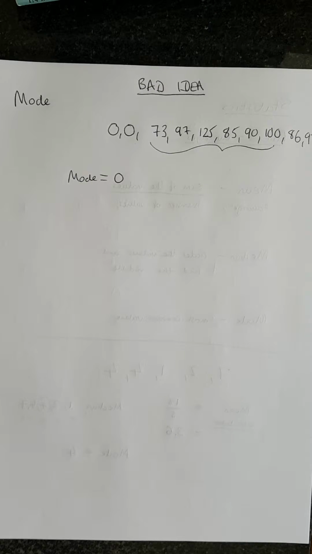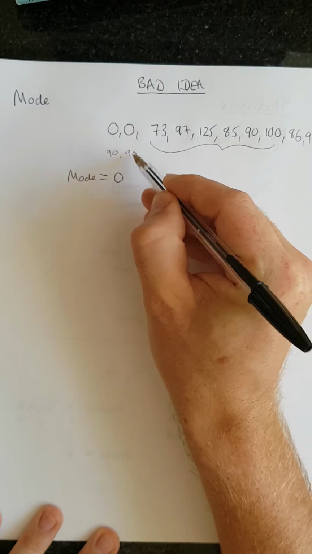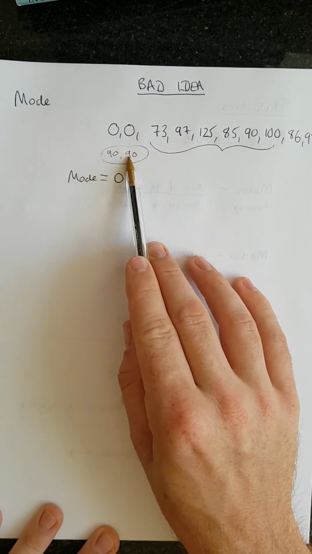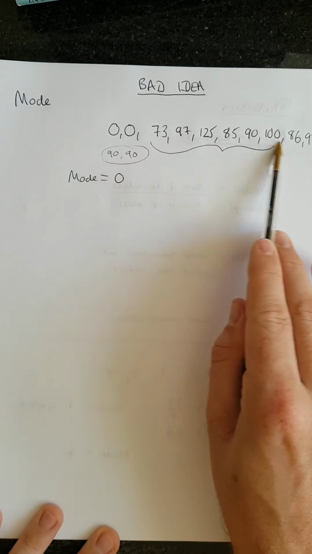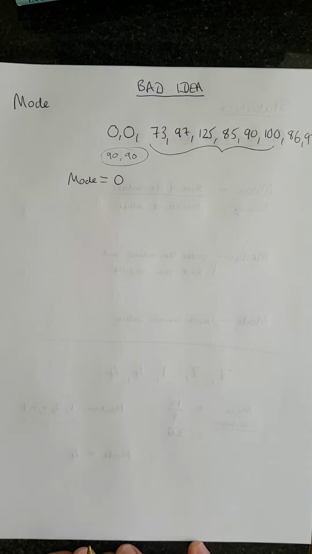Now, if these two pieces here had been 90 and 90, we'd have had 3 90s, and that's in the middle of the data range. So the mode then would have been a good idea. So the mode is going to struggle to tell you much when it's far away from the rest of your data.